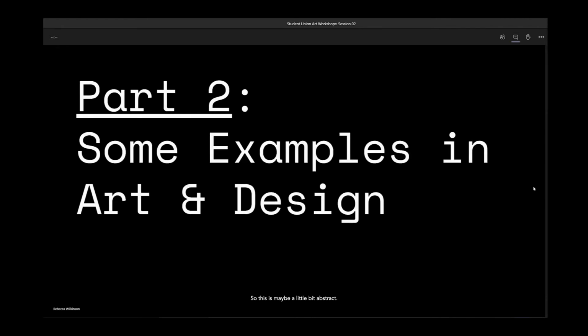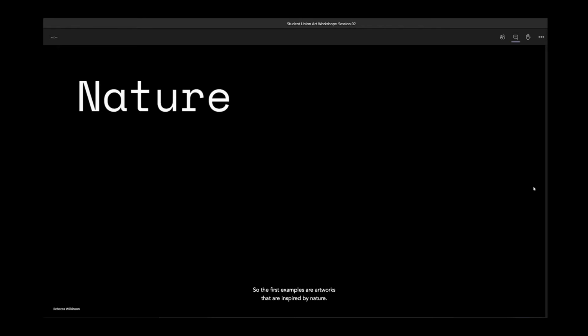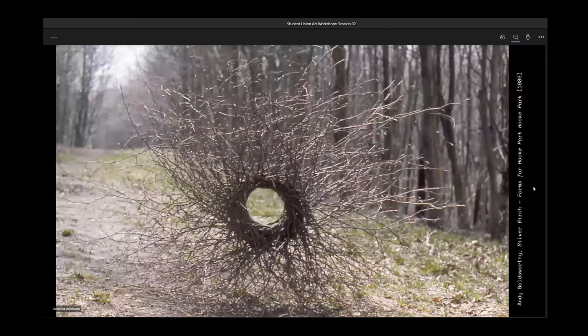So this is maybe a little bit abstract. So what I did is I put together some examples first in art and design that I think are really interesting and inspiring and exciting. And they show how different creative people think about inspiration and research in different ways. So the first examples are of artworks that are inspired by nature.